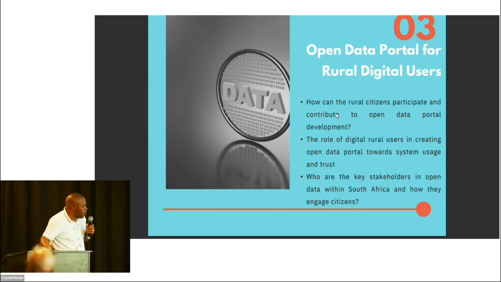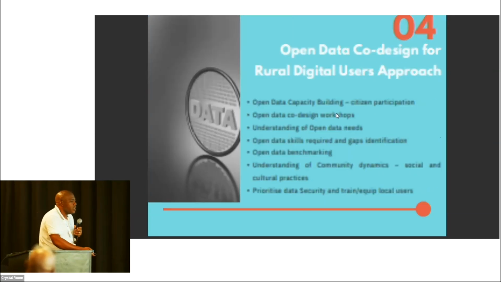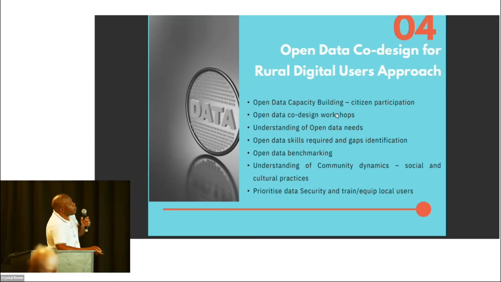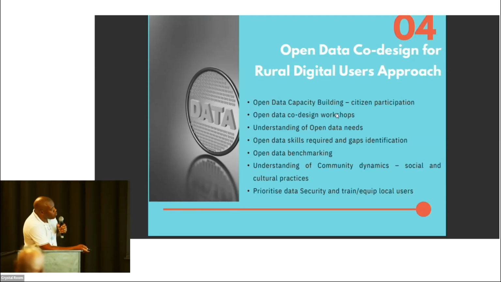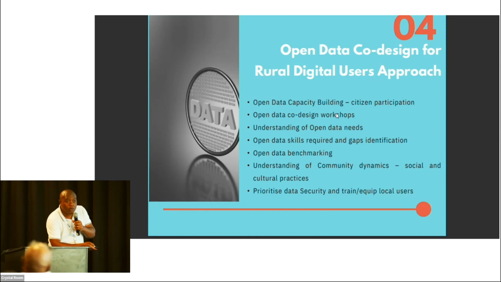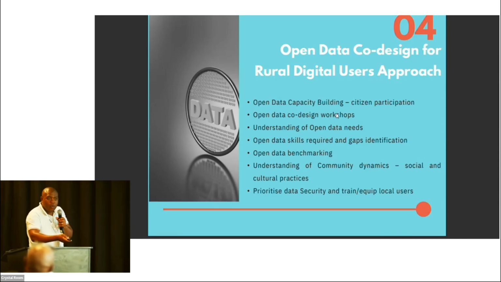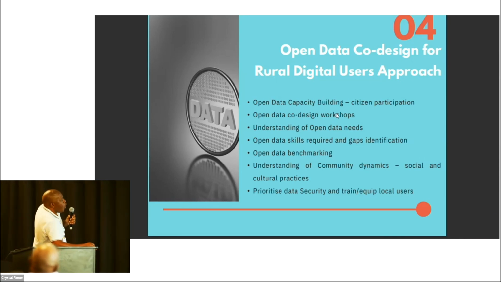What is their role? What role do they play for them to be able to trust whatever you want to give them? So who are the key stakeholders in all that, and how do they engage citizens? You find that most of the key stakeholders do it, but they do it without them. You work with them, let them develop and write on their own. If they are going to write it in isiXhosa, let it be so. You translate it if you want it in English, because that's the best way they want to express themselves. You also need them to have open data skills, because it becomes too complicated otherwise.